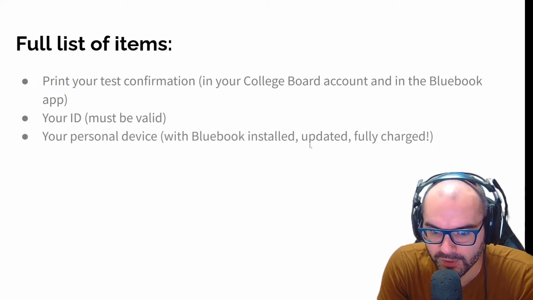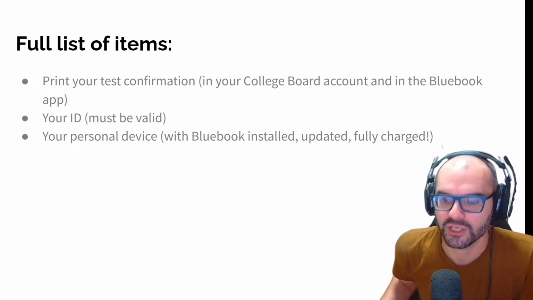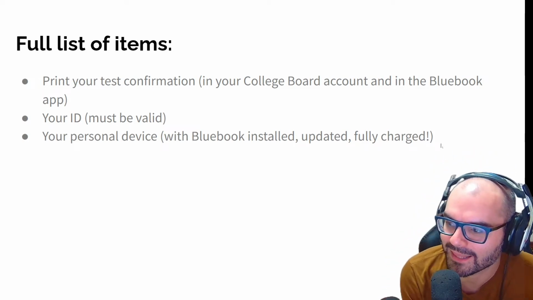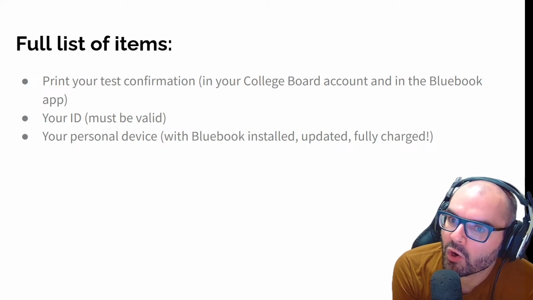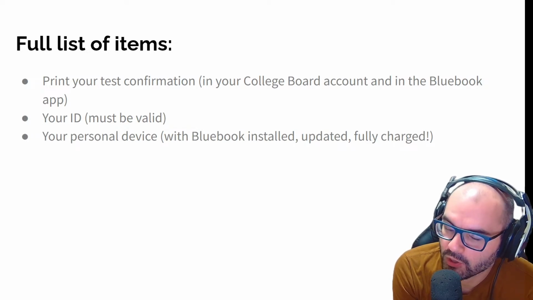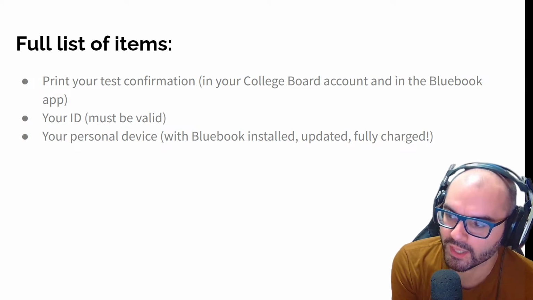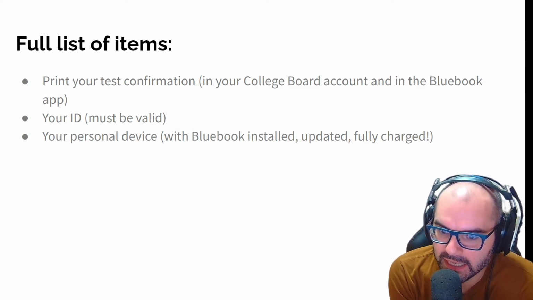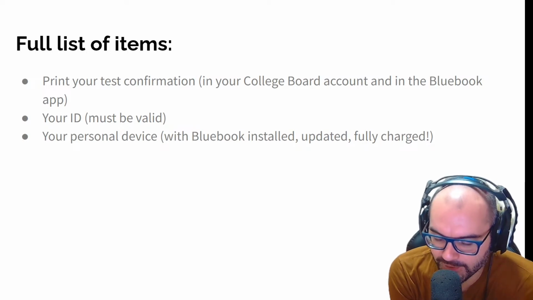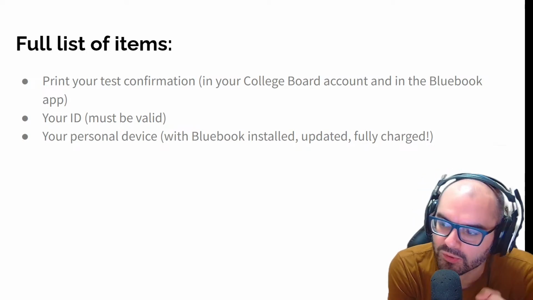Personal device, make sure Blue Book's installed, updated, and fully charged, okay? About that last point, the test center is not required to give a plug to every person. There is no rule that says they have to do that. So understand that you need to be fully charged, and ideally a device that can stay charged for 3 hours would be recommended.